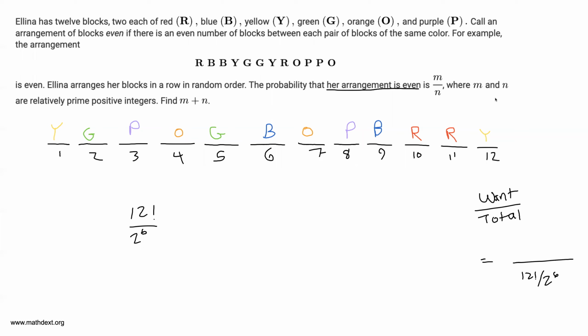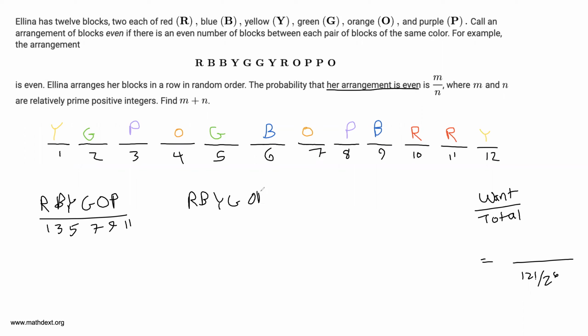Now, let's count the number of ways for us to put one of each color on the odd slots and one of each color on the even slots, because that's essentially what we're doing. We're breaking up the two R's so that one of them goes to odd and one of them goes to even. So you have R, B, Y, G, O, P. You have to arrange these 6 on the slots 1, 3, 5, 7, 9, and 11. And you have to arrange another set of R, B, Y, G, O, P on slots 2, 4, 6, 8, 10, and 12.